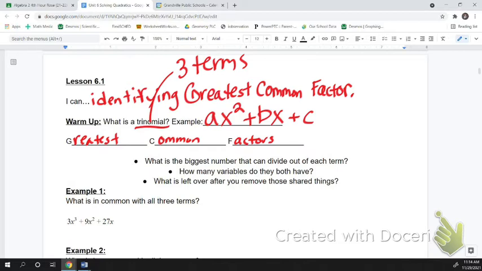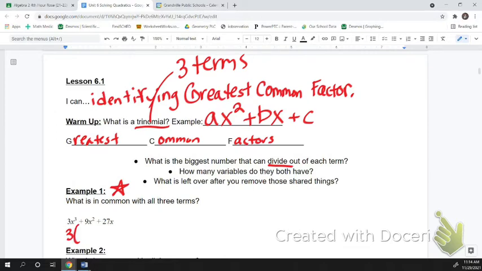Sweet. Here are things to keep in mind. What is the biggest number that can divide out of each term? How many variables do they both have? What is left over after you remove those shared things? So what is in common with all 3 terms here? 3 is in common. So I'm going to take out 3.